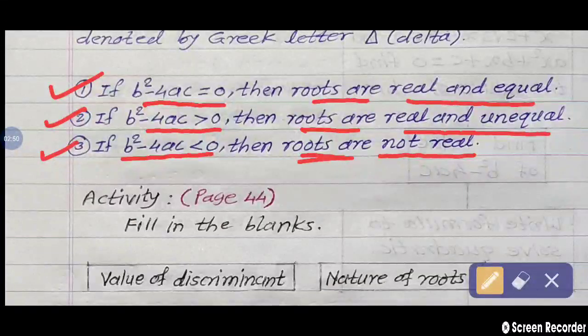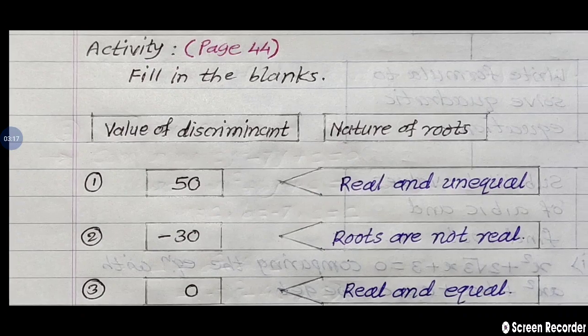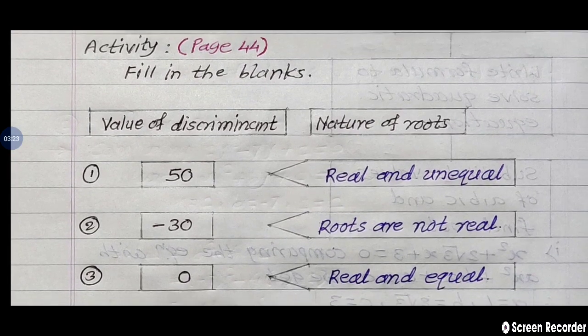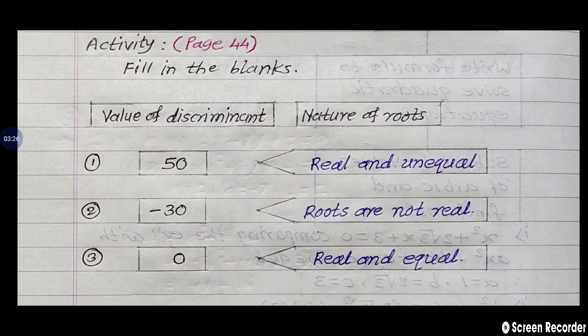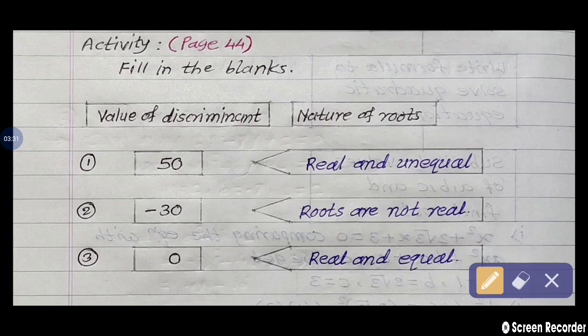So in this way, whichever value we get of the discriminant, that is delta, means b square minus 4ac equal to 0, greater than 0 or less than 0, we can easily decide the nature of roots of a given quadratic equation. Now see here, on page number 44 in our textbook, one activity based question is given. In this activity, three values are given and from these values we decide the nature of the roots. So what is this activity?